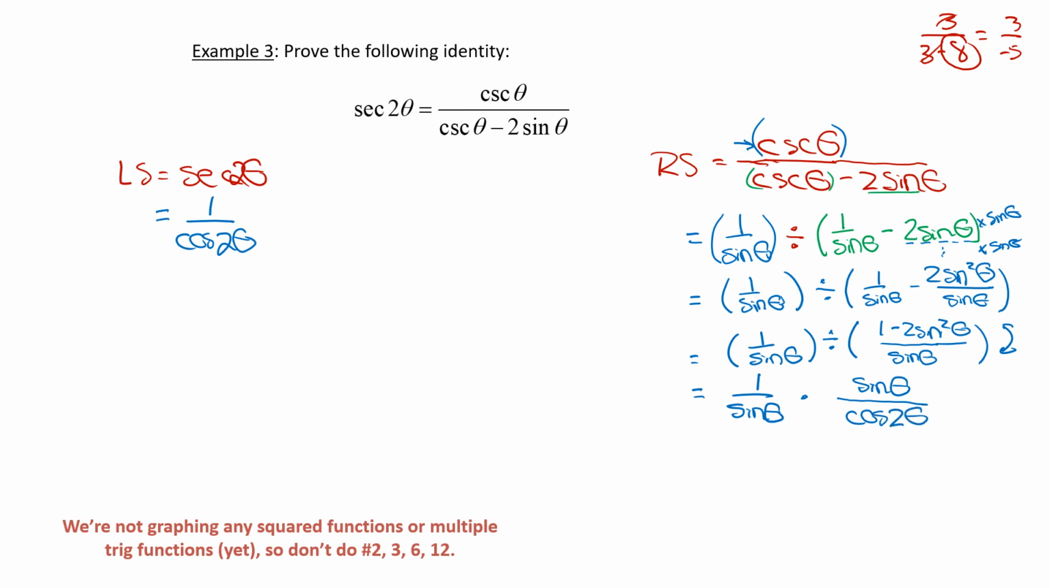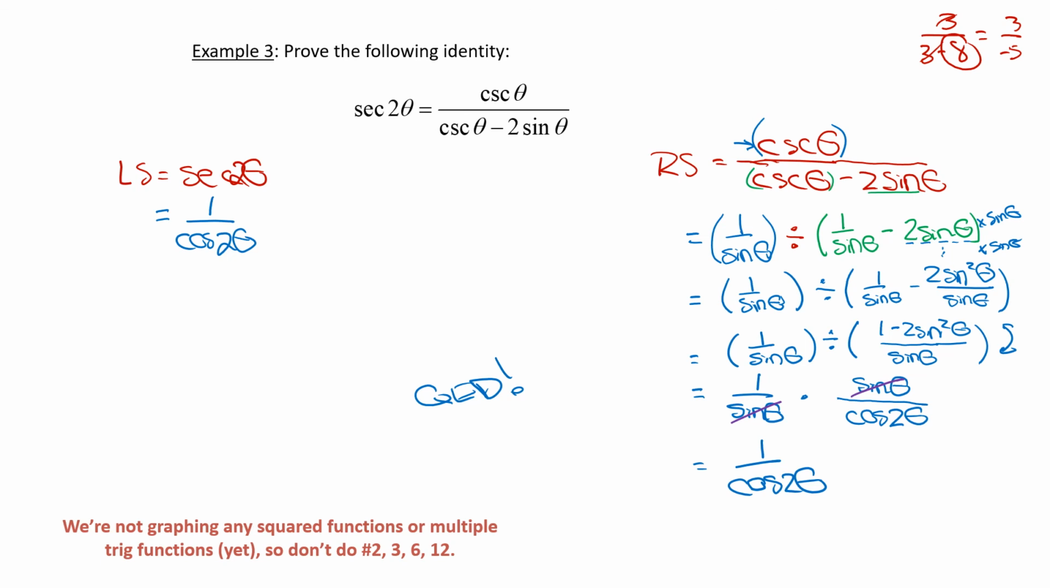Oh, we're almost done. Do you see it? We're almost done. These monomials are exactly the same. They will cancel out. So all we're left with is 1 over cos 2 theta. That's it. We're done. The left side equals the right side. QED. We proved it. We proved that the left side is equal to the right side, and that they are identically equal to each other. The left side and the right side are exactly the same.